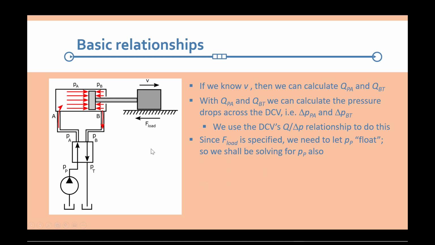Now, in this case, if we're specifying the load and the velocity, we want to move a certain load at a certain velocity, we have to let PP float. We'll talk more about this later, but for this analysis we're actually going to let PP float. We have to let it float if we're going to specify both of these.